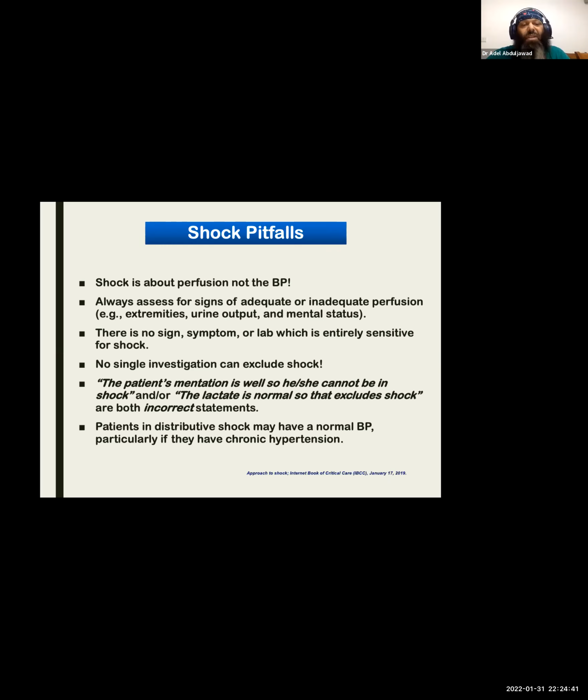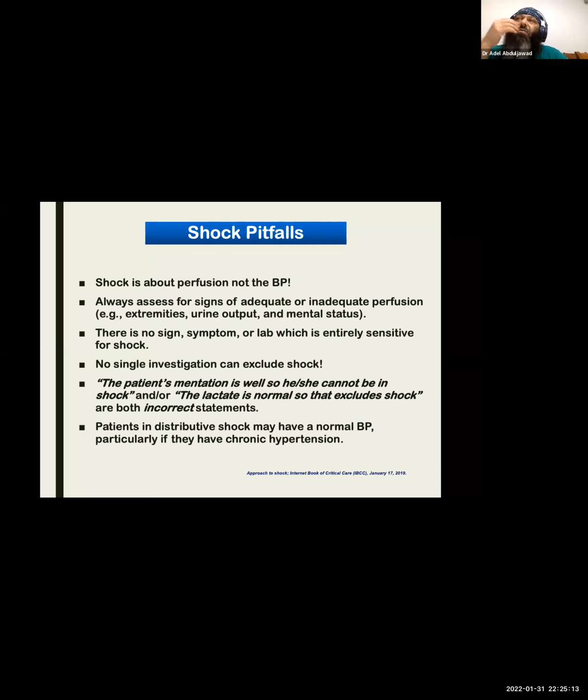And as I mentioned, there is no single investigation that can exclude shock. You cannot rely only on your labs, on lactate, on central venous saturation. So till now, we don't have a single investigation. So I'm stressing, nothing single. It's a package. So you have to spend time with your clinical judgment, with your clinical assessment, then move to the next.